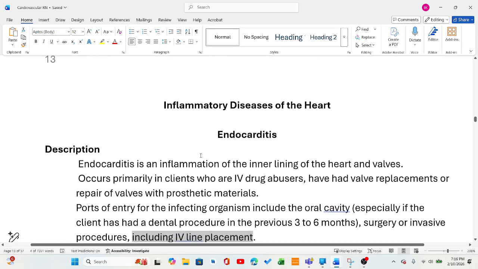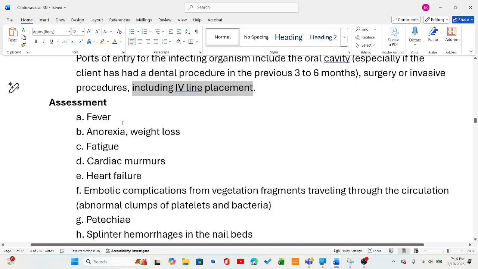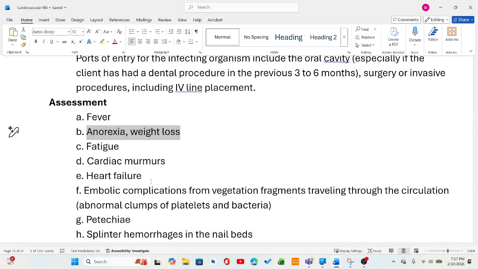So this time around, we have infection. Because we have infection, white blood cells will go up, and the person will also have fevers. Temperature will go up as well. So with endocarditis, you should be expecting fevers, fatigue, cardiac murmurs. You can have heart failure because of the infection. And the person will have weight loss if they have endocarditis. Remember, there's an infection, and therefore the heart will not be able to pump blood the way it's supposed to.